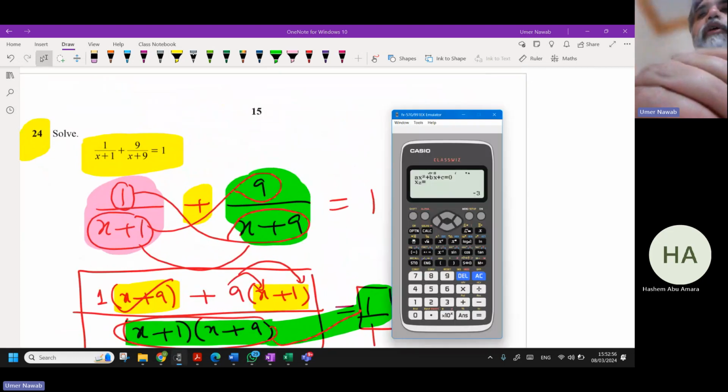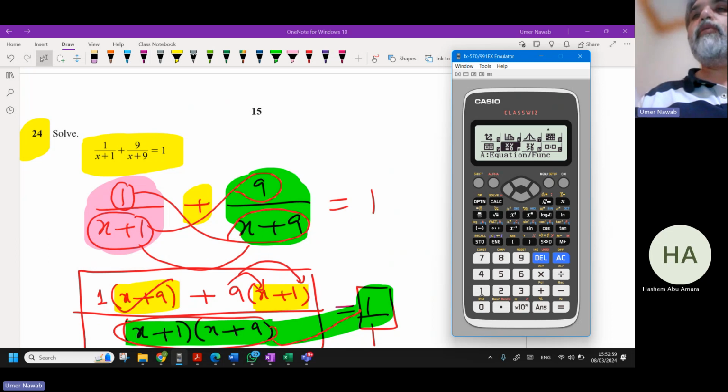So maybe in the final exam, you can also write the full equation into the equation solver form. You can write 1 over x plus 1 plus the fraction 9 over x plus 9, just to verify whether my answer is correct or wrong, then equals 1, shift solve, and I want to check. Oh yes, the calculator can solve it for you. Can I change my guess to minus 5 so that I can also get the second answer, minus 3? So my second answer is also correct. So I can check my answer from the calculator as well.